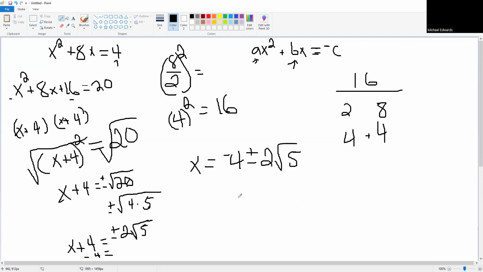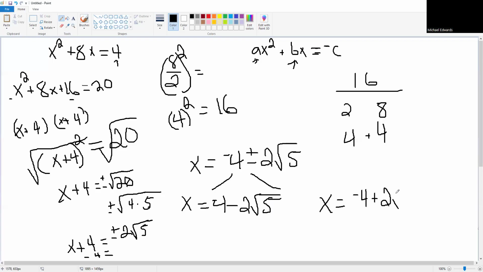Now, how do we solve this? Well, we have x on one side, but we need to do both the positive and the negative for this. So this would be x, and we're branching this out. X equals negative 4 minus 2 square root of 5. And then this one, that would be x equals negative 4 plus 2 square root of 5. And we'd solve for both of those.